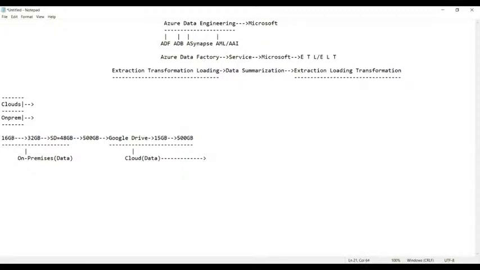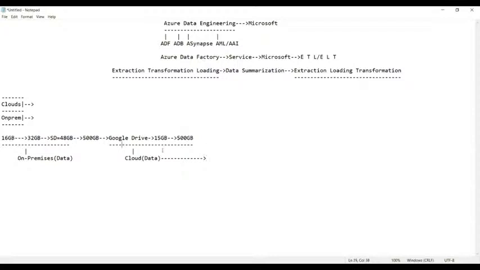Basically, for your understanding, what I can tell you is, guys, cloud is nothing but the Google Drive you have. And on-premises is nothing but your mobile phone. That is physical, which you can see and touch. Getting my point?